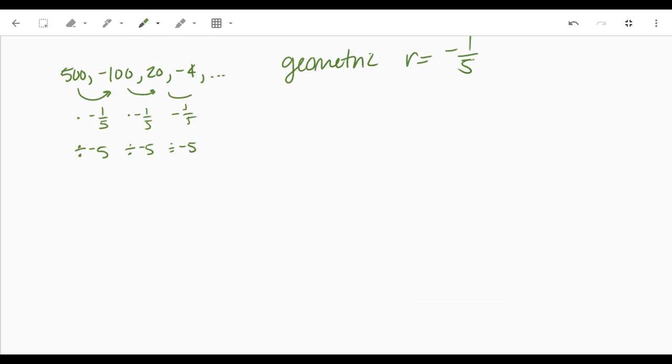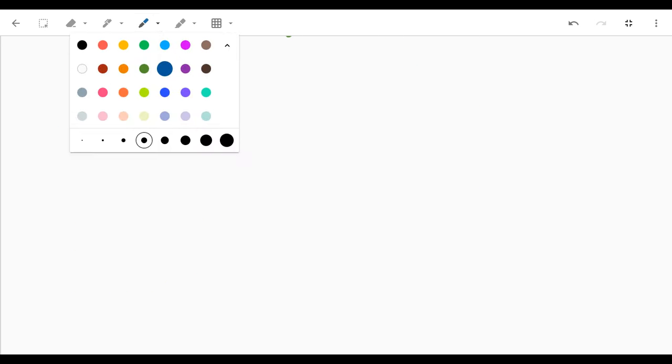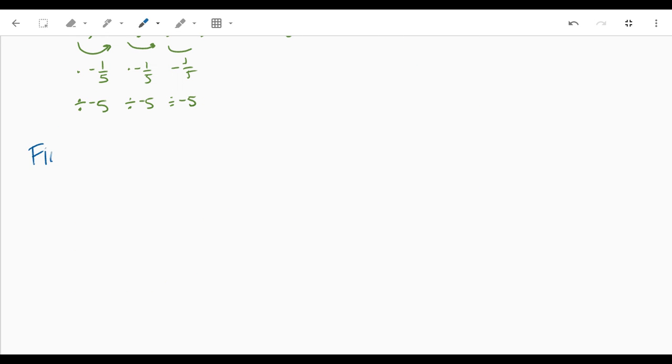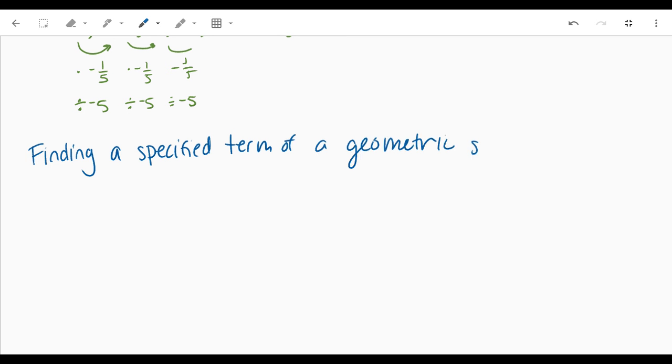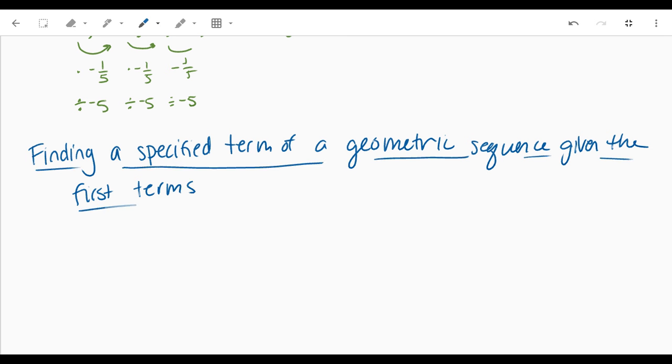Next, we have finding a specified term of a geometric sequence given the first terms. Okay, and I looked, and they don't have you write equations or write explicit rules for geometric sequences.